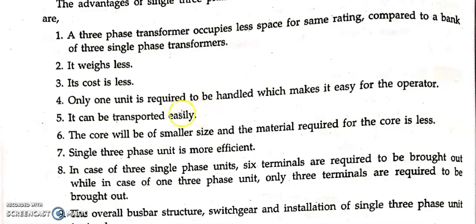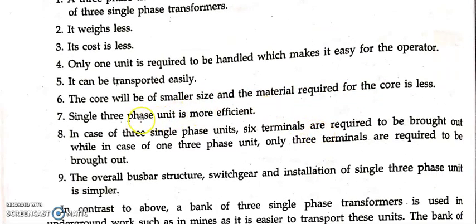In that case, this single 3-phase transformer is much easier to handle, and transportation is easy too, because as there is a single unit, no doubt it will be heavy when compared to one of them, but if it is a single unit it can be easily carried or transported. The core will be smaller in size when compared to a bank of 3 single phase transformers, and the material required for the core is also less, so the cost will be less. It is also more efficient because it is compact in size, when compared to a bank of 3 single phase transformers.